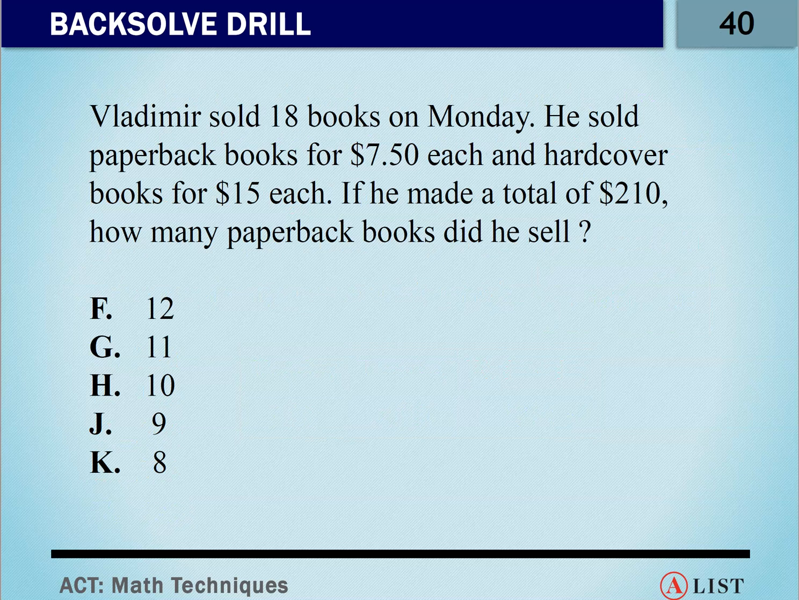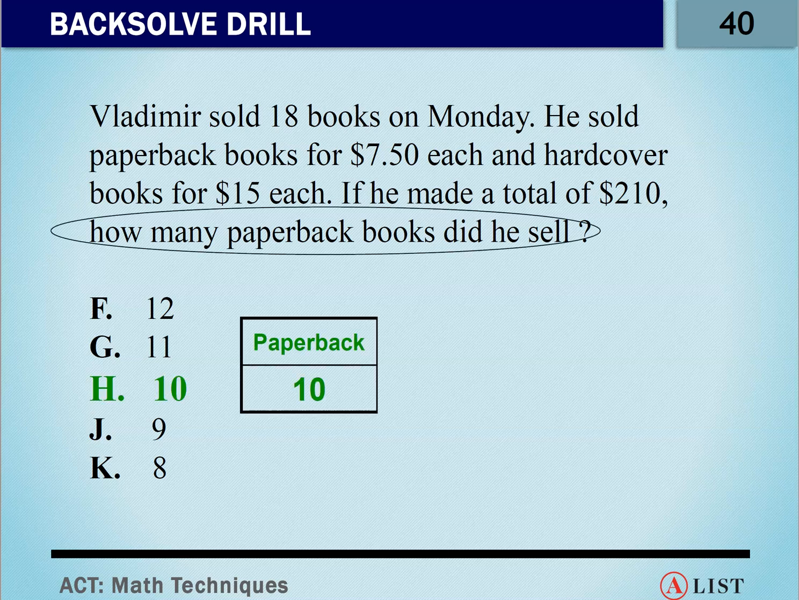Okay, this is number 40. Vladimir sold 18 books on Monday. He sold paperback books for $7.50 each and hardcover books for $15 each. If he made a total of $210, how many paperback books did he sell? This would be a great system of equations problem that you learned about in Algebra 1, but you don't have to do that. You can use Backsolve and put those numbers in.